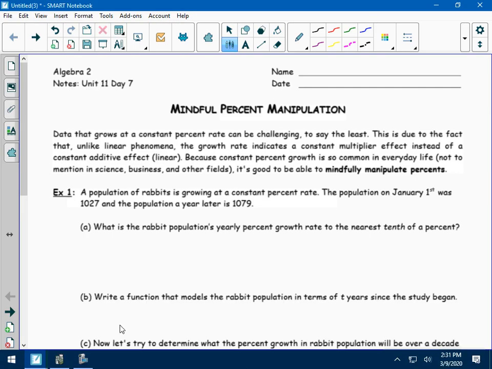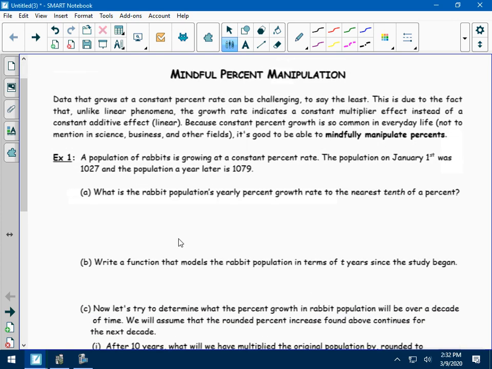So now to get into this mindful percent manipulation stuff, if you don't have a note sheet at home, maybe get one from me or print one off the website, and then you can fill this in as we go. But essentially what we're looking at here is different ways to write equations. So if something grows at 5% per year, could we figure out how fast it's growing per month or how fast it's growing per week?